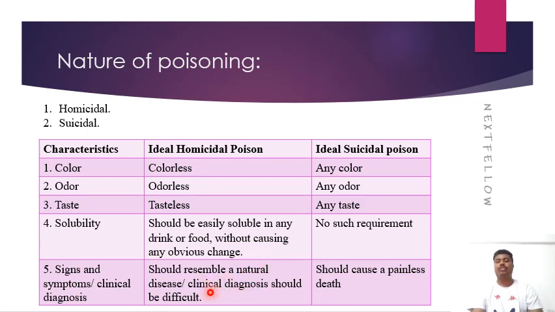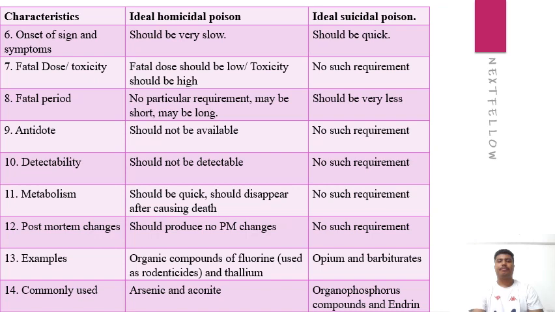And it should resemble a natural disease, that is, clinical diagnosis should be difficult, so that the person who has tried to commit the homicide stays safe. An ideal suicidal poison can be of any color, any odor, any taste, but it should cause a painless death. The onset of signs and symptoms should be slow in an ideal homicidal poison so that the person may escape. And the fatal dose should be low, which means the toxicity should be high. It should be super toxic or highly toxic.